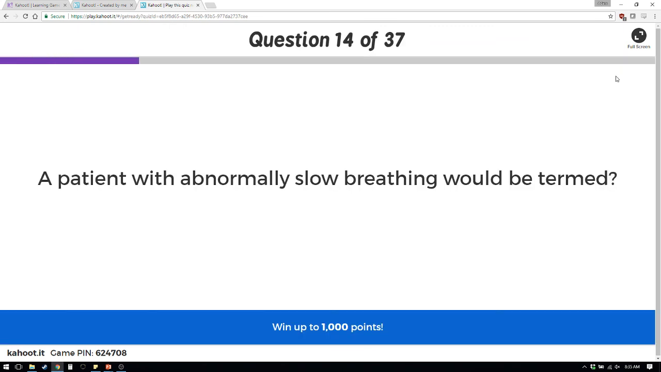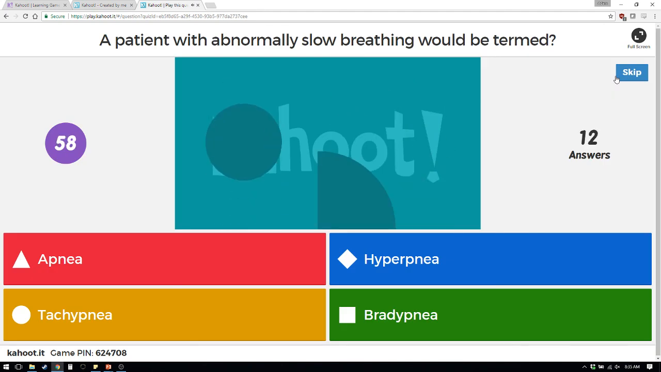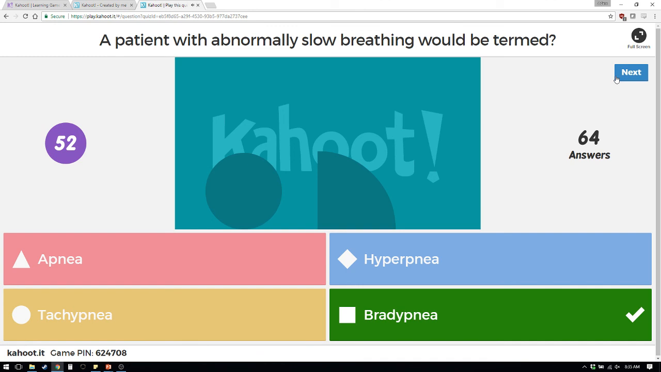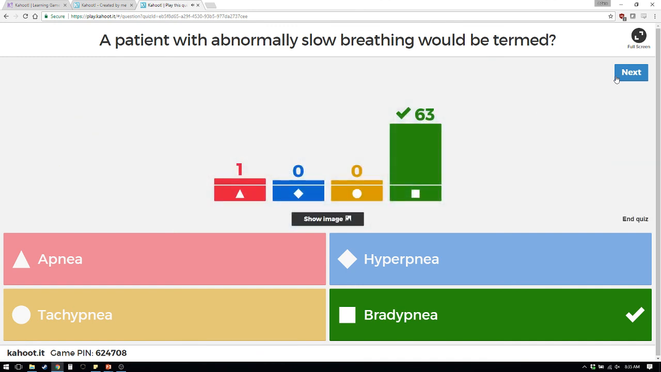How about a patient with abnormally slow breathing would be termed? You guys learn some medical terminology, maybe? Very nice. What would apnea be? No breathing, right? So it's not just slow breathing, it's no breathing, right? So that would not be the correct answer. Hyperpnea would be considered what?